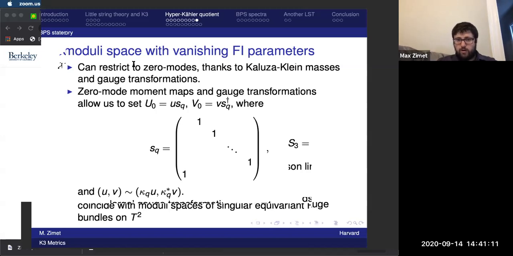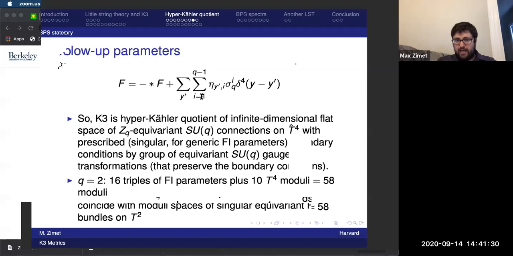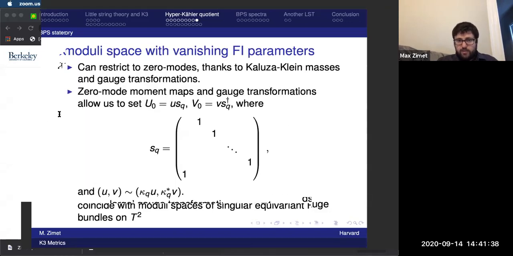Okay, so the zeroth order part of perturbation theory should be that when the Fi parameters vanish, we just get the orbifold, and we can see that very explicitly. So the zero mode: again, we're just dealing with flat U of Q connections because this term isn't here. So we're just dealing with the Wilson lines, and then the zero mode moment maps and gauge transformations allow us to further restrict the zero modes to be of this form.